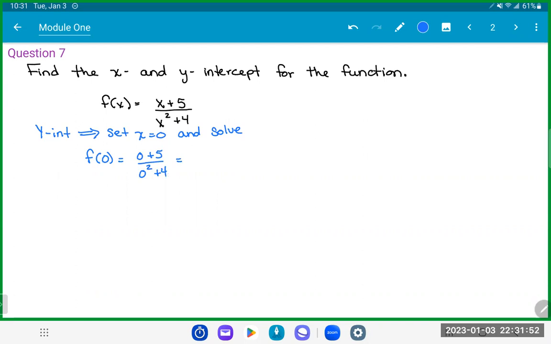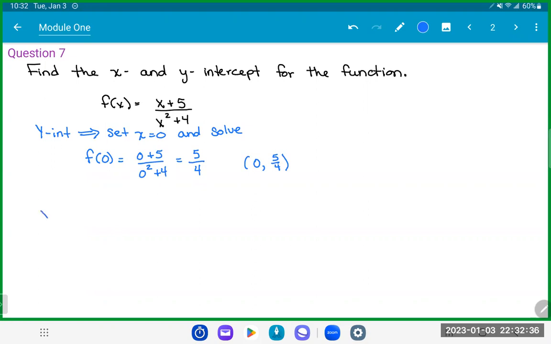When I simplify this, 0 plus 5 is 5, and 0 squared is 0, so 0 plus 4 is 4. The important thing to note here, and a lot of people get hung up on this when inputting it into Mobius, is that the solution is not just 5 over 4. It asks for the intercept, so that's an actual coordinate point. My y-intercept occurs when x is 0 and y is 5/4. That's what Mobius is looking for when it asks you what that intercept is.